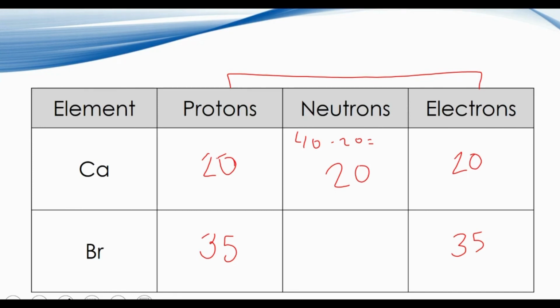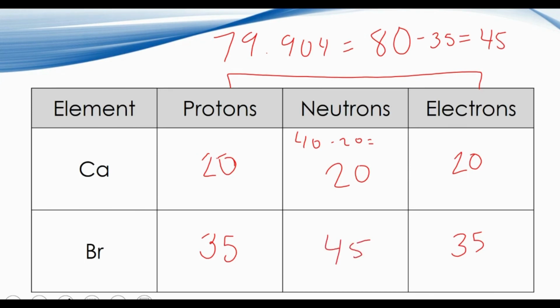Now for its neutrons, we have to look at the atomic mass. And bromine has atomic mass of 79.904. So we can't really have 0.904 of a proton or a neutron. So we have to deal with the whole number, and we would have to round that to 80. So now we can do the subtraction. 80 minus 35, which is the atomic number, right, would give us 45. So that tells me that bromine has 45 neutrons.